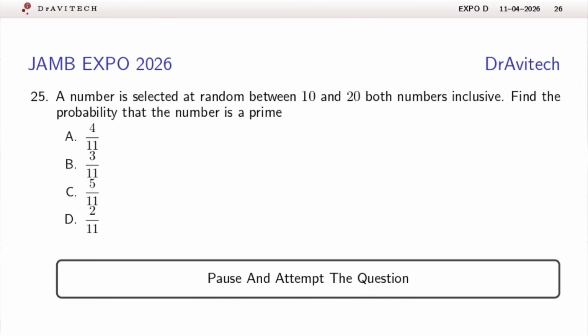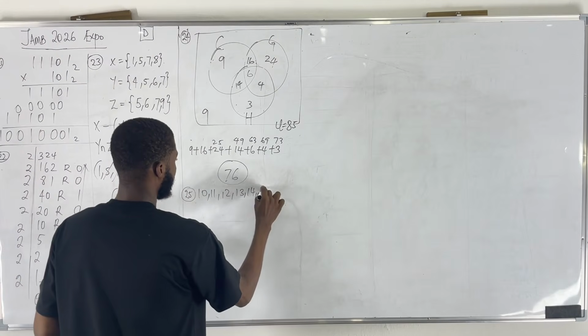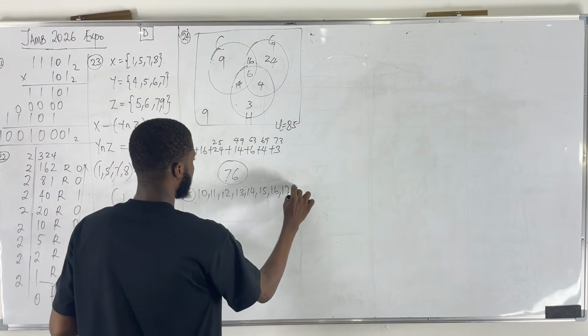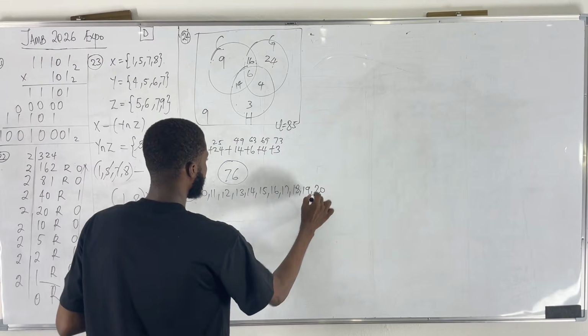A number is selected at random between 10 and 20, both numbers inclusive. So it means 10 and 20 are inside. Find the probability that the number is a prime. So first thing we're going to do is to list out numbers from 10 to 20. So 10, 11, 12, 13, 14, 15, 16, 17, 18, 19, 20.